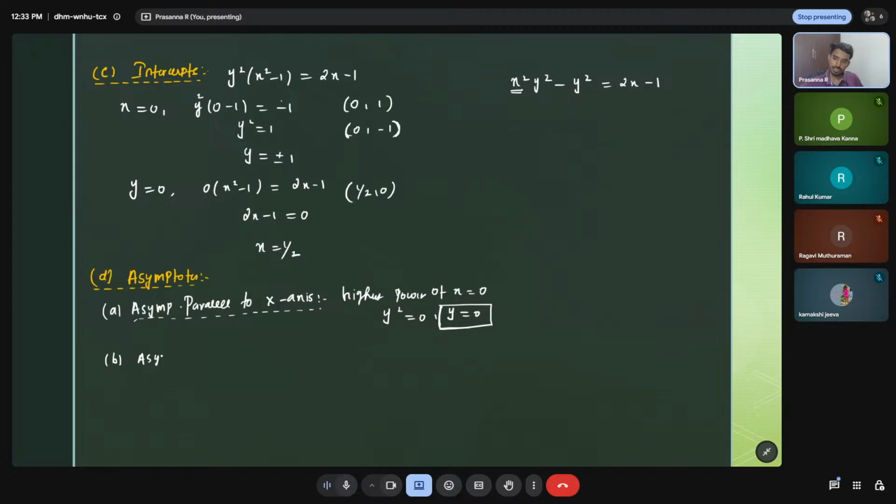Now you find all asymptotes parallel to y-axis. Equate highest power of y to be equal to 0.